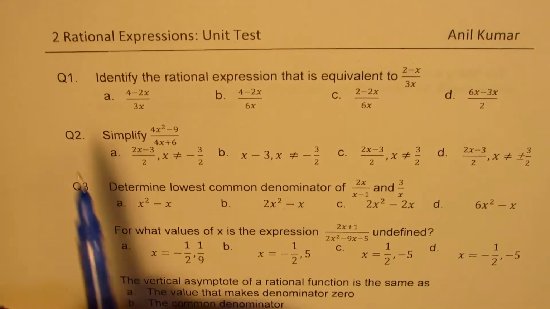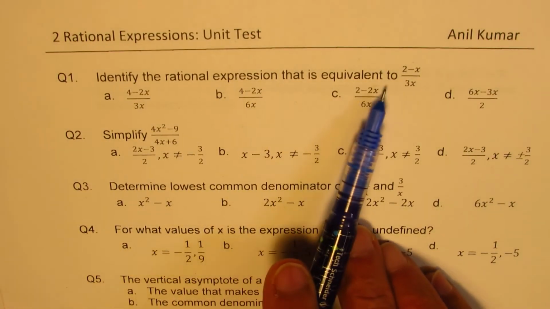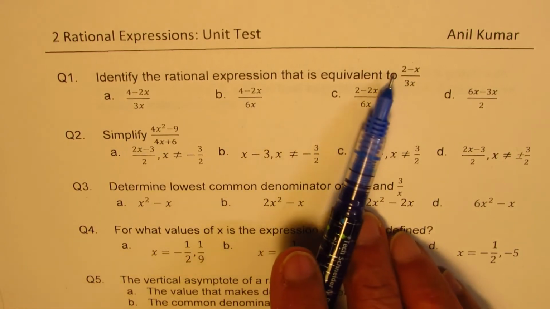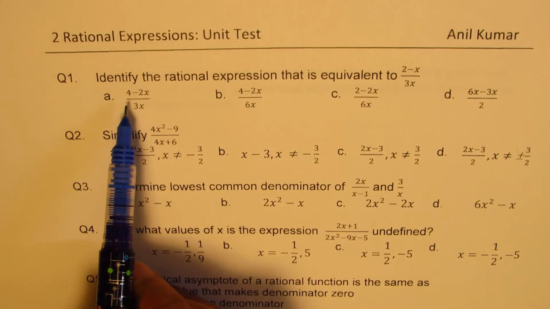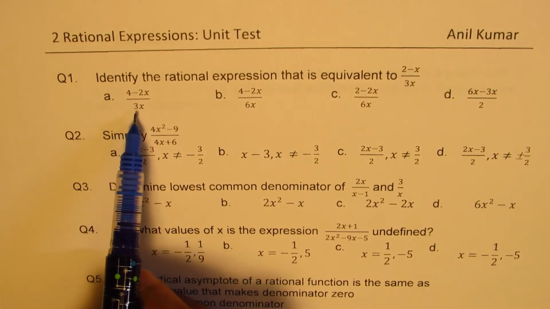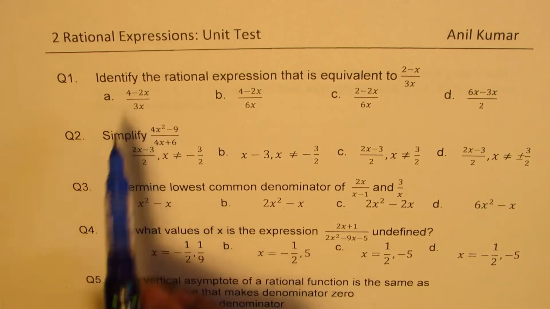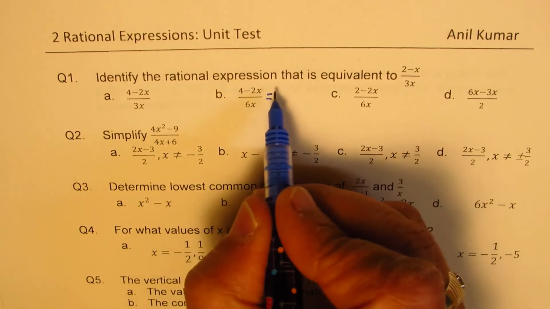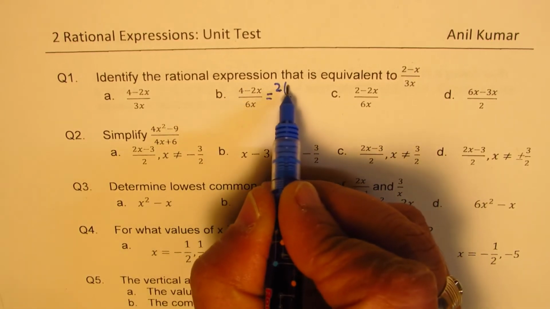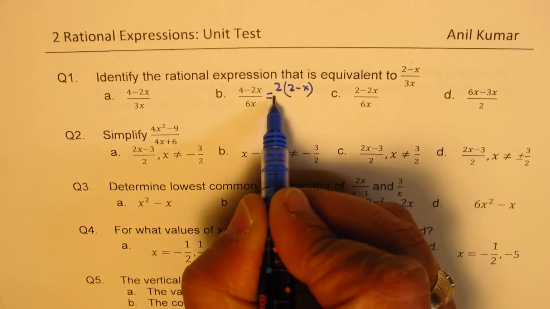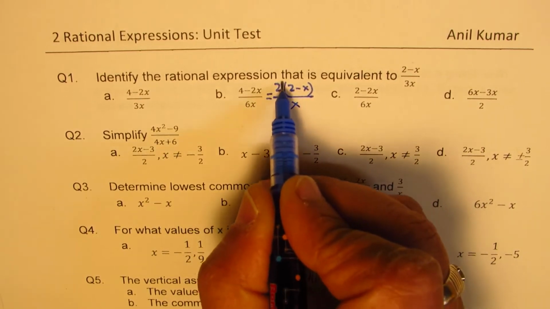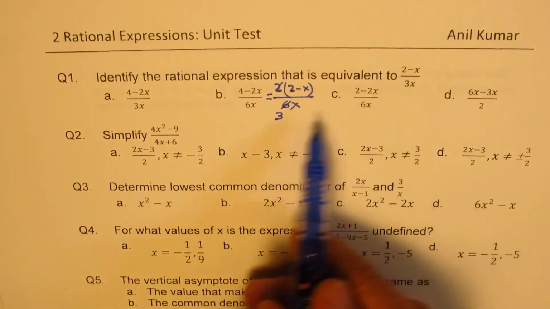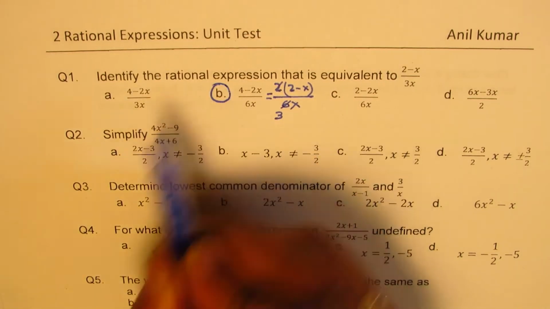Question number 1. Identify the rational expression that is equivalent to (2 minus x) over 3x. So you look into each expression and simplify. The very first one has denominator 3x, but the numerator is different, so that doesn't work. Here we have twice 3x, so that might work. Let me take 2 common. When I take 2 common, I get 2 minus x, and the denominator is 6x. So we can cancel this, correct? As soon as I do that, I get (2 minus x) over 3x. So option B is the right option.